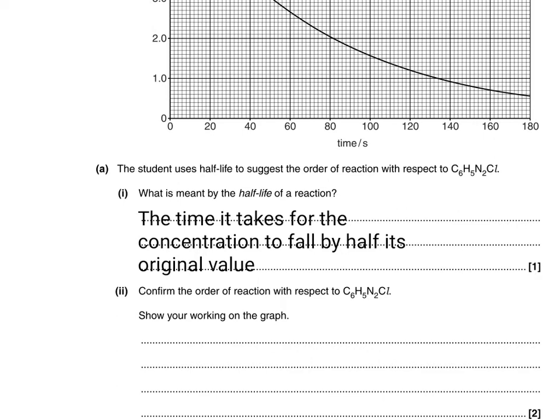So this is what's meant by half-life. You can get away without including this part here, its original value, and you don't need to say that it's concentration of the reactant, but you will lose the mark if you say it's concentration of product. Okay, so we only get this mark if you either don't mention it or you don't mention product.